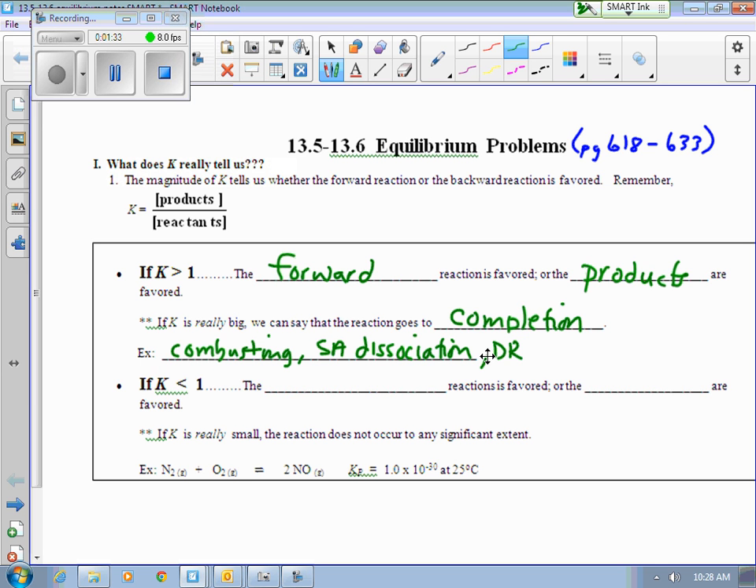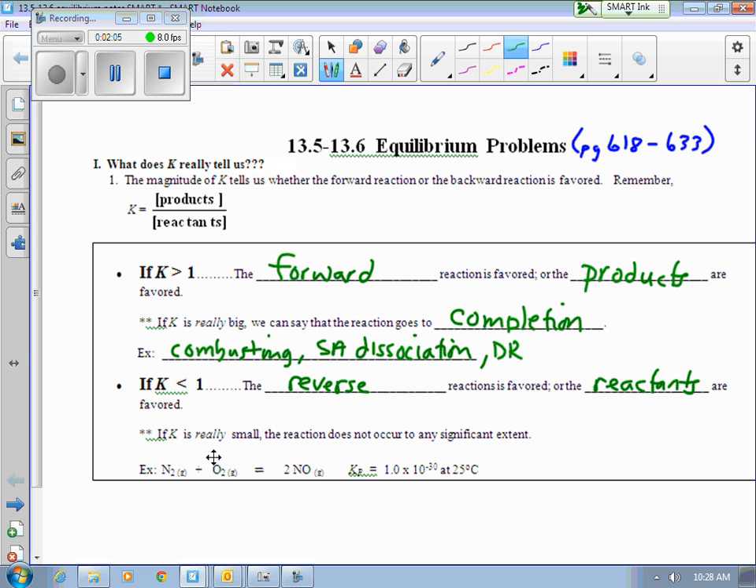Now, if K is less than 1, well, that means that the bottom is actually bigger than the top. So therefore, we would say that the reverse or the backward reaction is favored. Or since the bottom is bigger than the top, we would say that the reactants are favored. So in this equilibrium system, you'd have more reactants than you do products. So basically, this is pretty much like a lame reaction. It's just not going to appear to go very far. You're just going to be sitting there with mostly reactants.